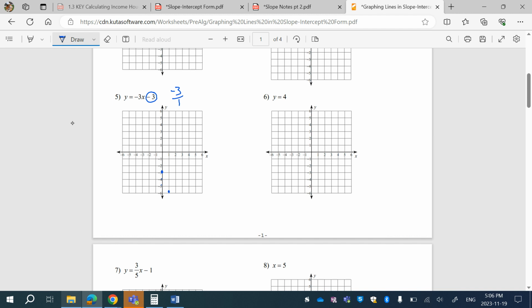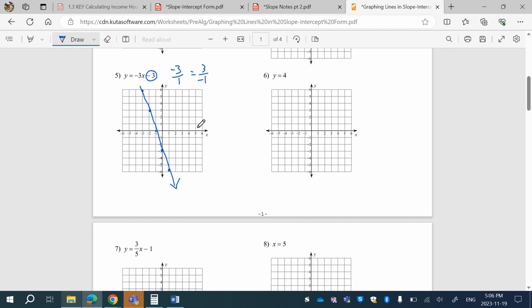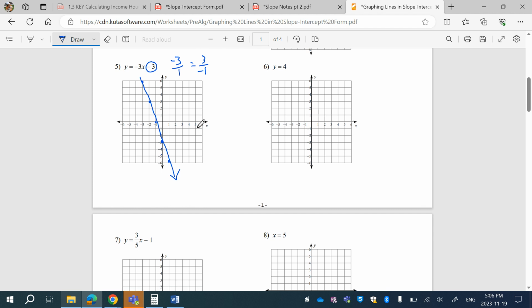Now, since we'd be way down here, let's do the opposite. So we're going to flip it. We're going to think about it also equaling 3 over -1. So instead, let's count up 3, 1, 2, 3, and left 1. 1, 2, 3, and left 1. So there you go. There's that line right there. Okay, I will stop this. Thank you very much.